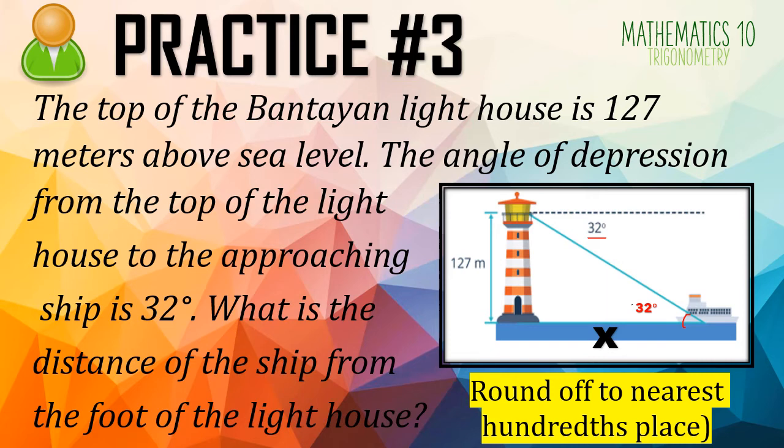Now, identifying the trigonometric ratio I am supposed to use for my computation. Let me check first the given data. We have here the opposite side of 32 degrees, and we have the distance of the ship from the foot of the lighthouse. That means this is supposed to be our x. If we look at the relationship of this side to 32 degrees, this is considered the adjacent side of the given triangle. Therefore, we are supposed to use the tangent ratio once again.